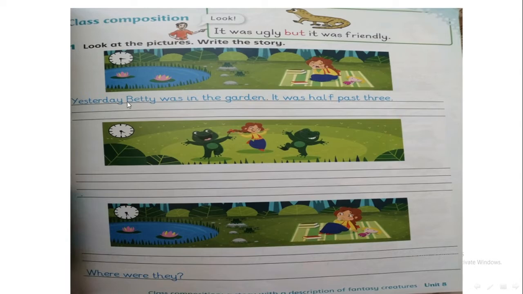Here the story starts from yesterday. Betty was in the garden. Look at the time here. Each picture has a time. Now the main character here is Betty. What do you see around Betty?